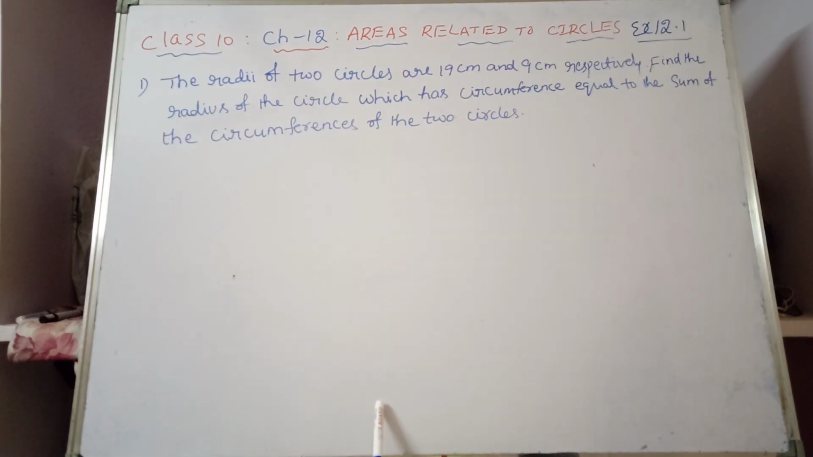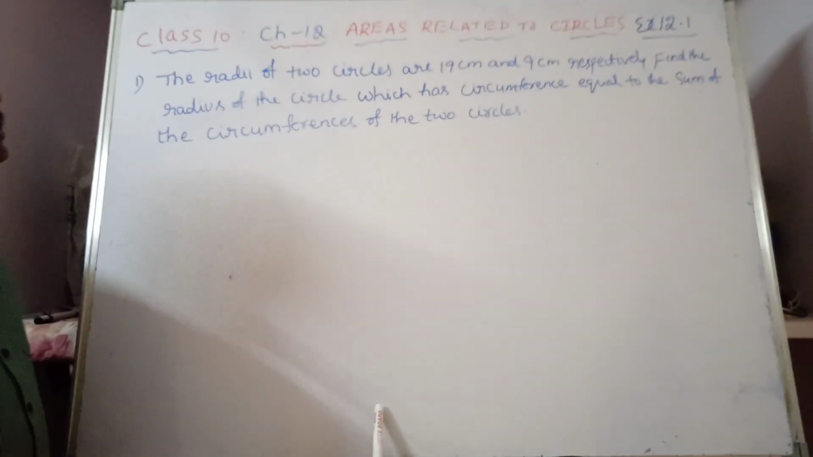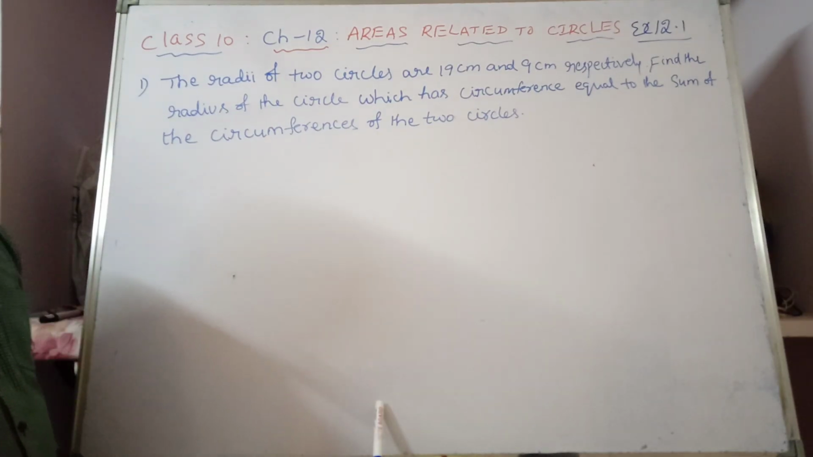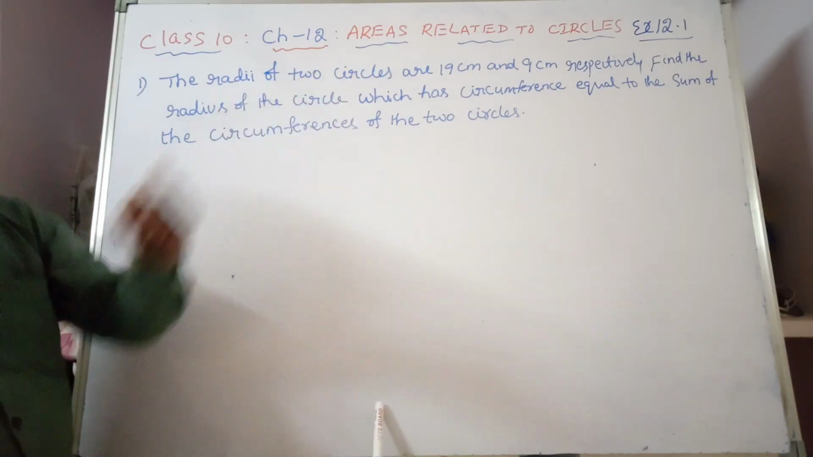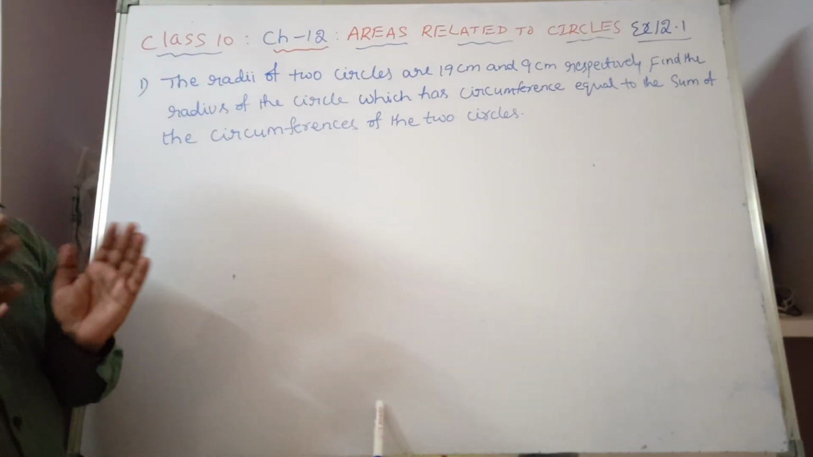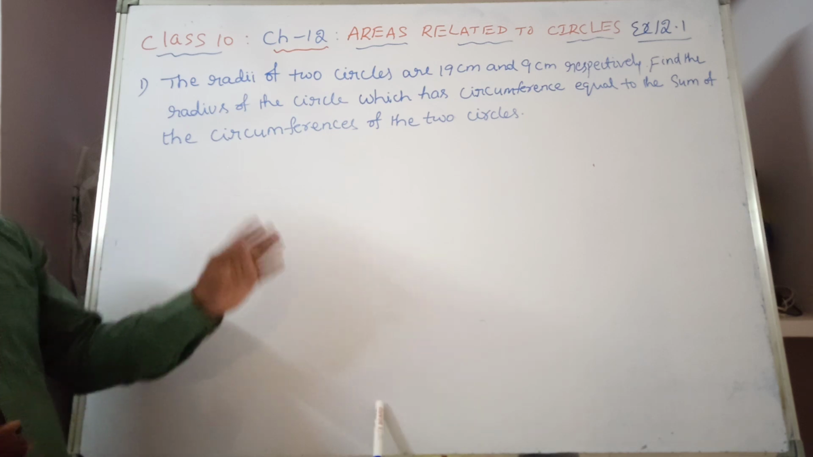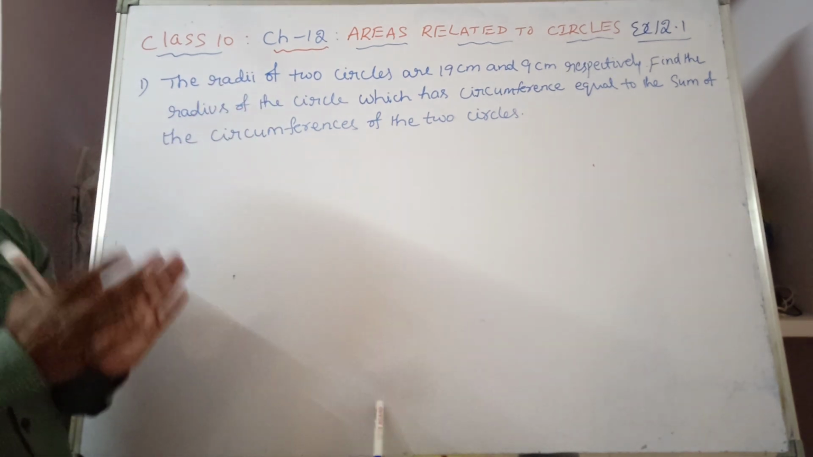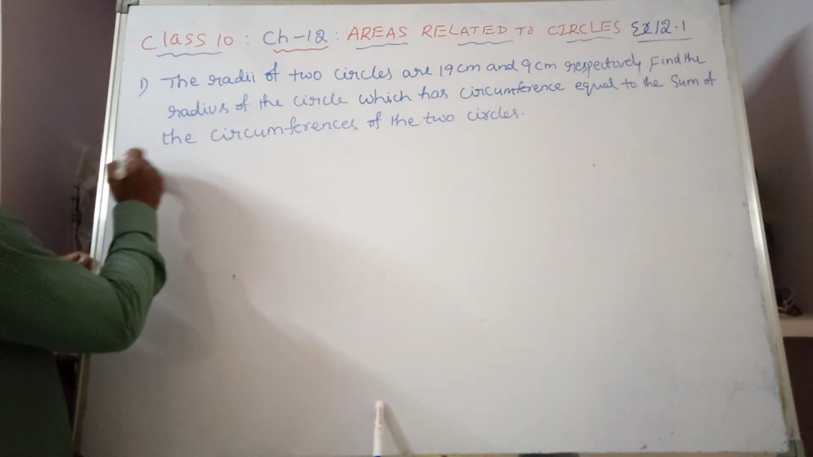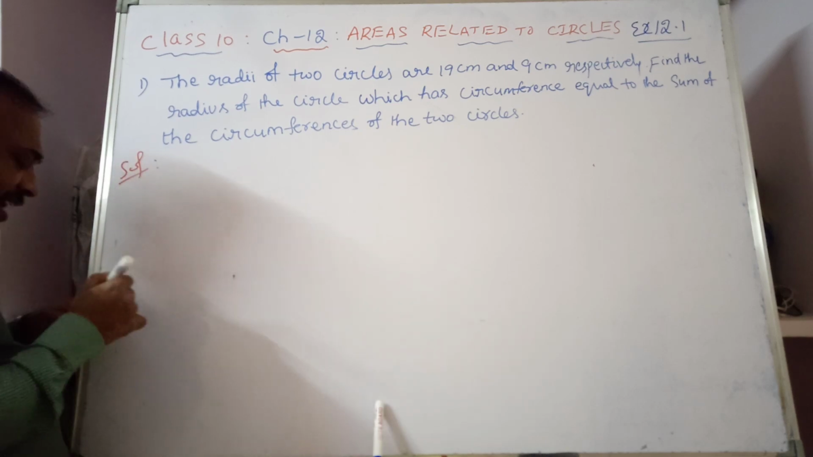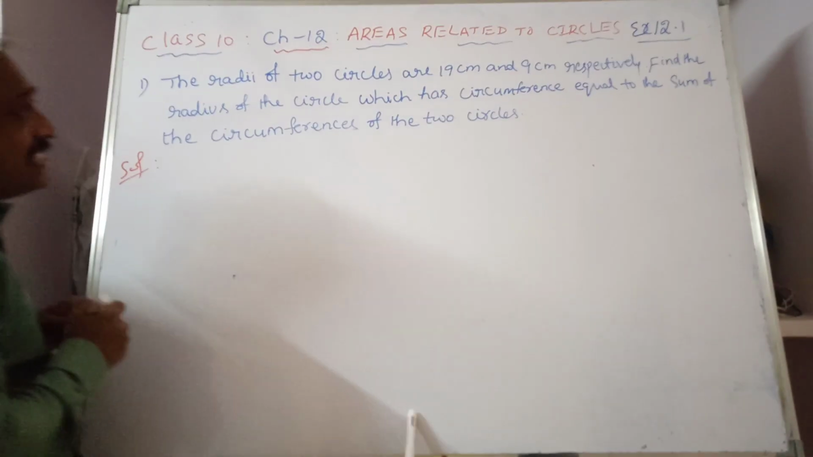Now see, from exercise 12.1: the radii of two circles are 19 cm and 9 cm respectively. Find the radius of the circle which has a circumference equal to the sum of the circumferences of the two circles. Means two circles having radius 19 and 9 cm. Now you have to find a new circle radius whose circumference is the sum of those two circumferences. So let us first find the circumference of one circle.